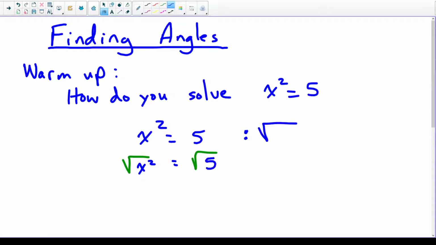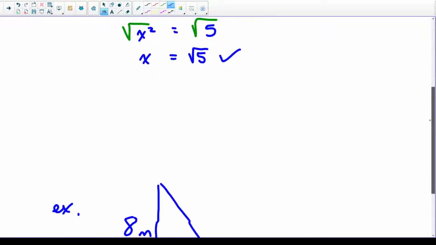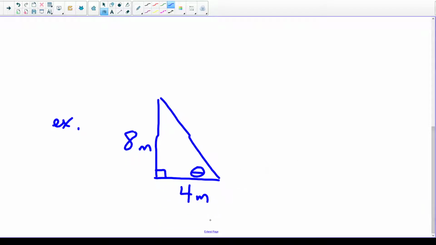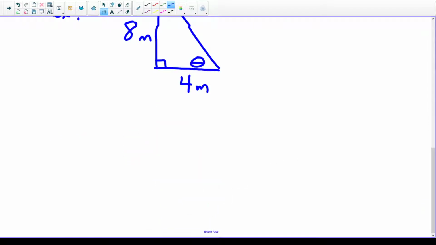what does the square root of an x squared do? Well, it destroys the square and it pulls out the x all by itself. And now if we square rooted 5 on our calculator, we would get the correct answer. We're going to need this idea when we are trying to solve for angles and triangles. So let's set this question up.